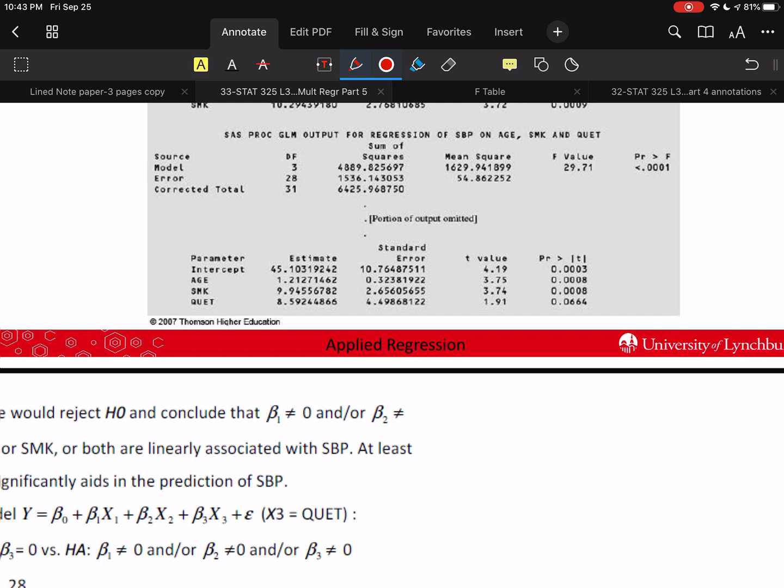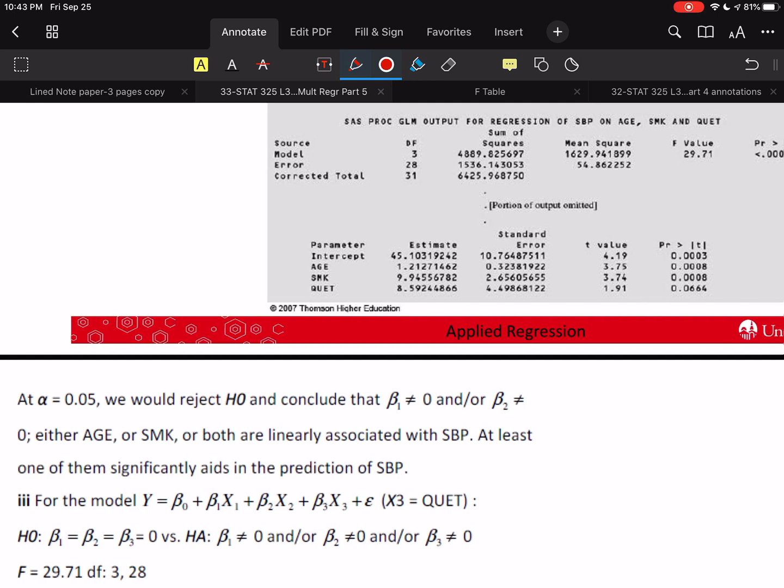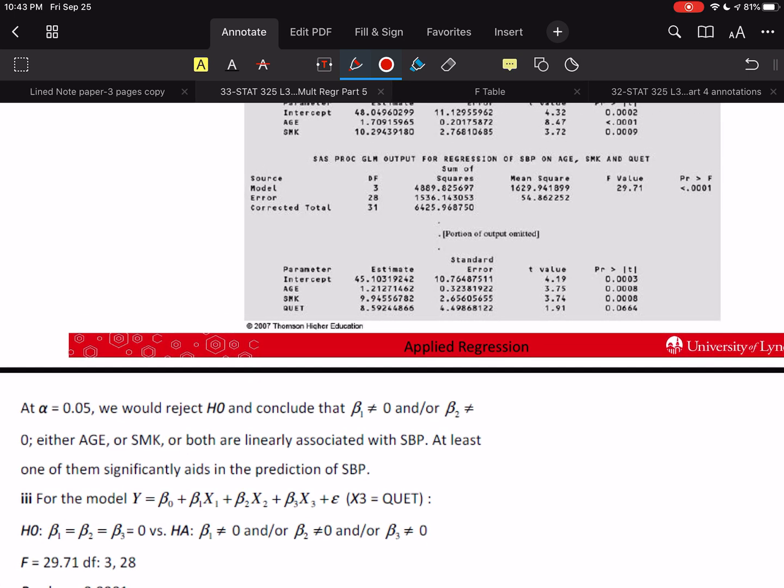So we know that either beta 1 and/or beta 2, just from looking at that, we'd know that at least one of them was significant. Now, if we have the t values down here, we can look at that and we can see that age is highly significant here, and smoking, but QIT is borderline. Okay, and so we can tell more than what we've said here by looking at those t statistics.